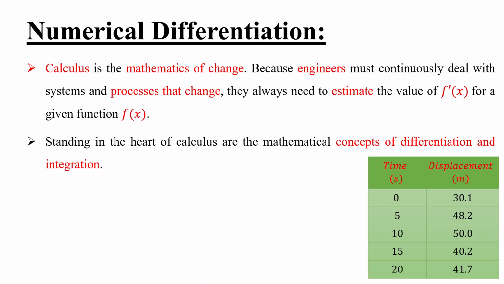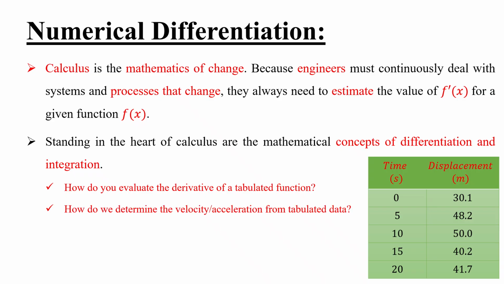If time and displacement are given, and someone asks us to calculate the speed based on this data set, it's not straightforward to do. If we do it based on only the first and last data points, then we are not able to calculate a good approximation for the differentiation. So we have to come up with some algorithm that can help us do that. Now, how do we evaluate the derivative of a tabular function? This is what we will discuss in this unit. How do we determine the velocity and acceleration from tabular data?